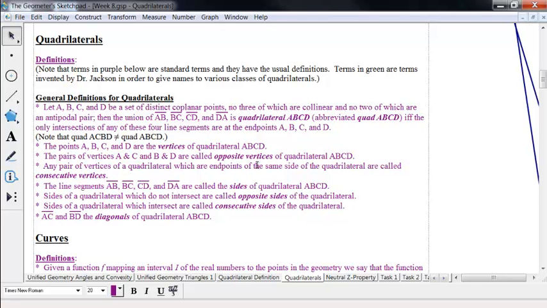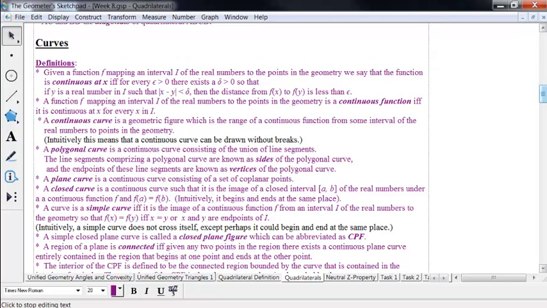The line segments, just as in triangles, AB, BC, CD, and DA, are called the sides of the quadrilateral. Sides of a quadrilateral which do not intersect are called opposite sides of the quadrilateral. Sides which do intersect are called consecutive sides. We will use consecutive, not adjacent here, for the vertices and sides like that. And if you connect up the other line segments, AC and BD, those are called the diagonals of the quadrilateral. Now that's the formal way we're going to define these, but there's another way to go at this. It's a little bit more general, but it's a little more complicated.